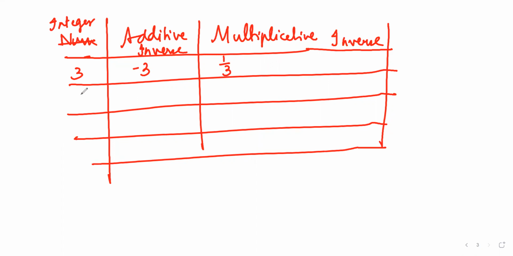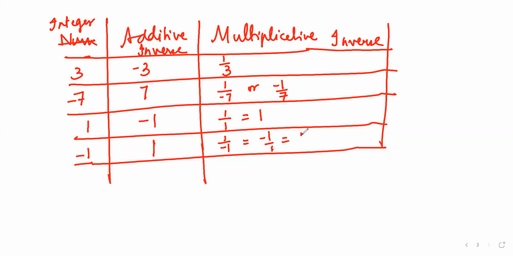If I give you integer minus 7, what is its additive inverse? Plus 7. And its multiplicative inverse will be 1 over minus 7, or we can also say minus 1 upon 7. I told you this. Now, if I give you 1, what is its additive inverse? It is minus 1. And what is its multiplicative inverse? 1 over 1, which is 1 itself. So the multiplicative inverse of 1 is 1, and the additive inverse is minus 1. Same thing for minus 1. What is the additive inverse of minus 1? Reverse. It is plus 1. And the multiplicative inverse will be 1 over minus 1, which is minus 1 itself.